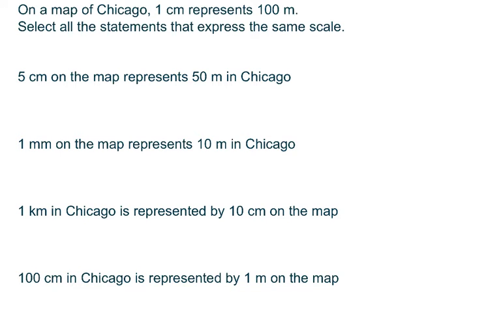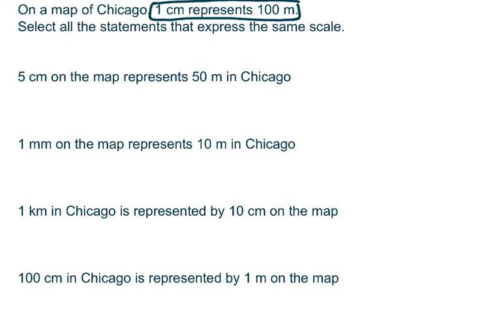On a map of Chicago, 1 centimeter represents 100 meters. We're going to come back to that relationship, so I'm going to make sure that we know where to look each time. We need to select all the statements that express the same scale. So we'll start with the first statement. It says 5 centimeters on the map represents 50 meters in Chicago.